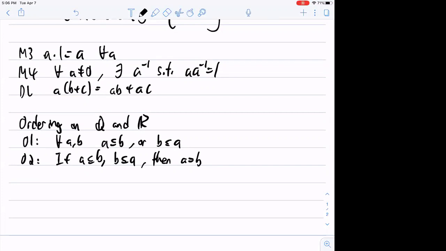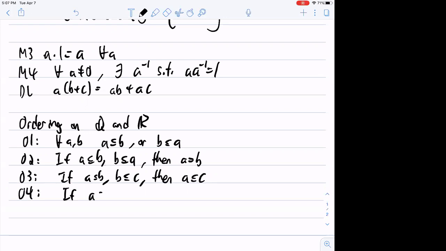Bigger than or equal to, I mean, and smaller than or equal to. O3 is the transitive property. So if A is smaller than B, B is smaller than C, then A is smaller than or equal to C. So that should be quite obvious. Next, ordering is preserved when you add, right? Certainly, if you add C, it's still true that A plus C is smaller than B plus C, if you started off with A being less than B.